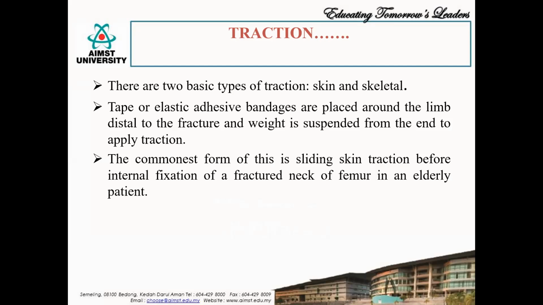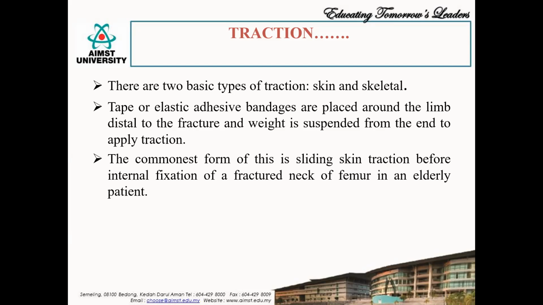Okay, so that's why I told you there are two types of tractions you can give. One is skin traction, the other one is skeletal. In skin traction, a tape or adhesive bandage is placed around the limb we need to pull. That should be applied with a tape or elastic bandage, and weight is suspended.